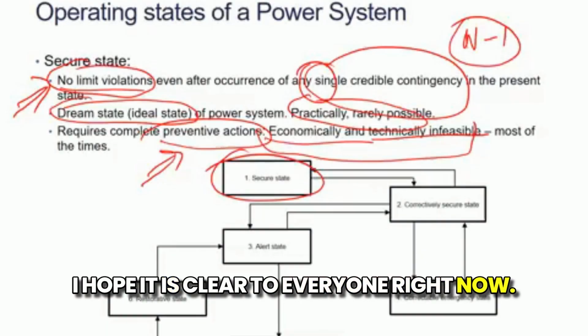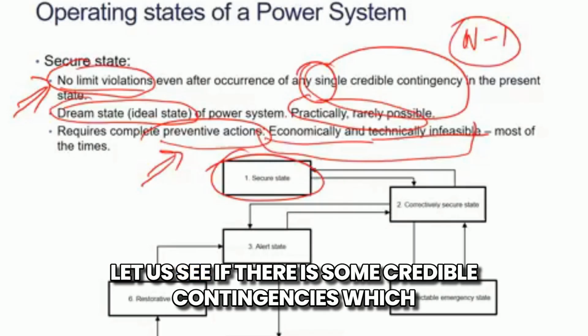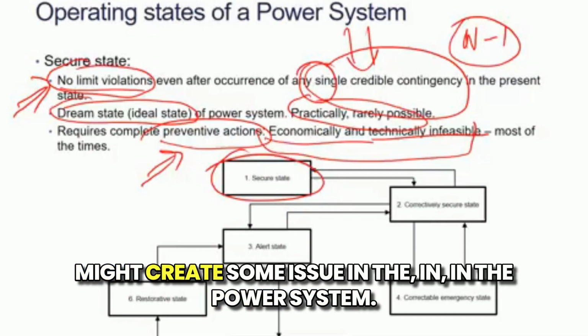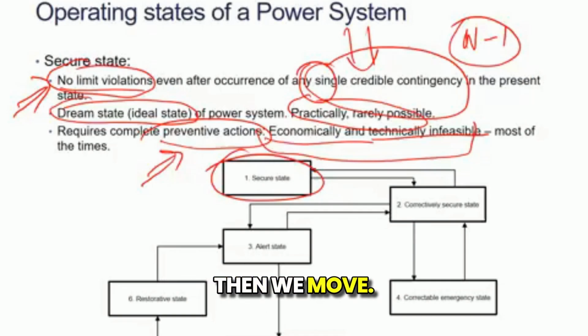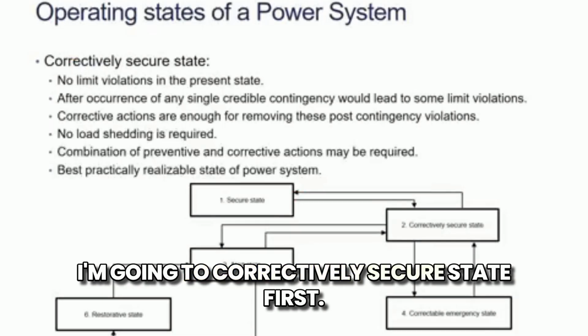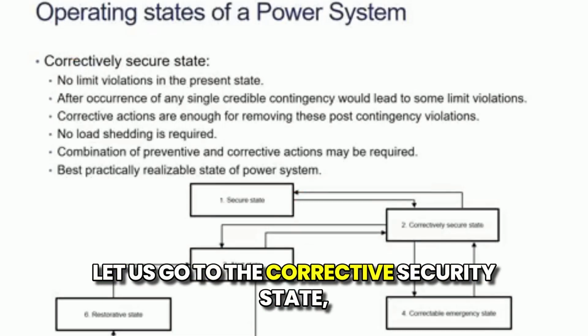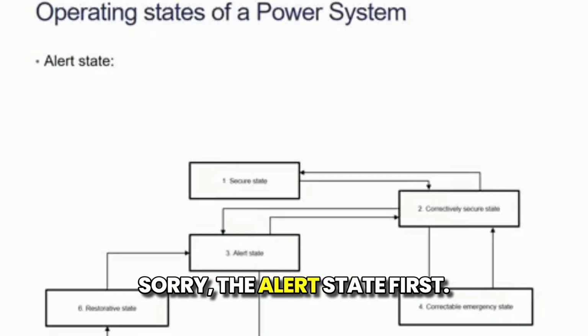Right. Now let us see if there are some credible contingencies which might create some issue in the power system. Then we move to the correctively secure state first. The alert state first.